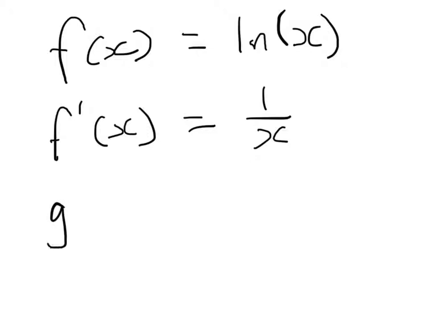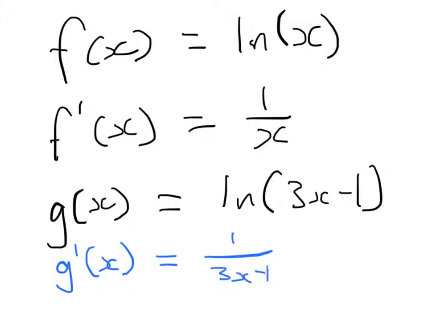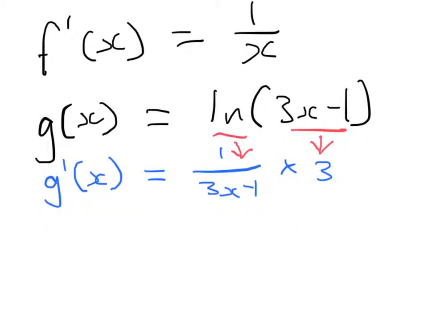So if we had g of x equals log of 3x minus 1, well, we first of all differentiate the outside, then the inside. So g dash of x is going to be 1 over 3x minus 1 times, and then we differentiate the inside. So we first of all do that bit, goes to there, and then this bit comes down here. And 3x minus 1 differentiated is going to be 3. So our final answer for g dash of x is going to be 3 over 3x minus 1.